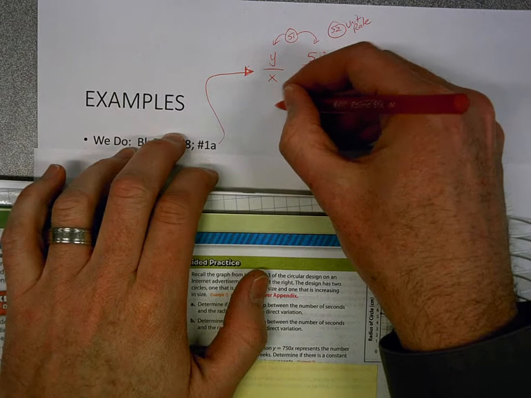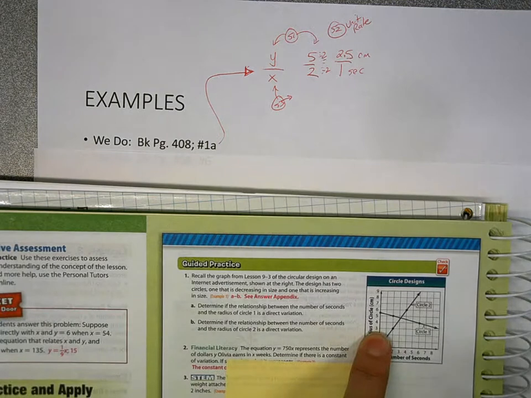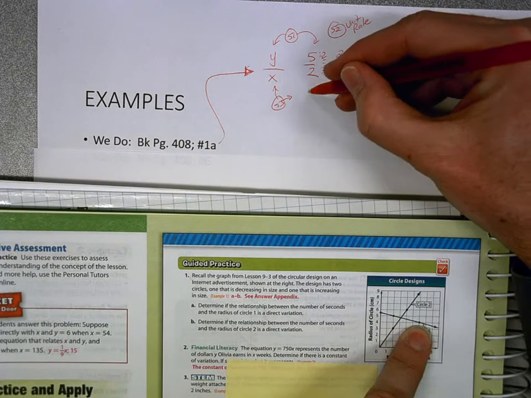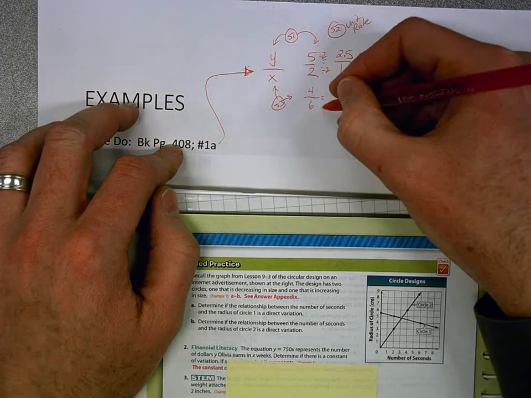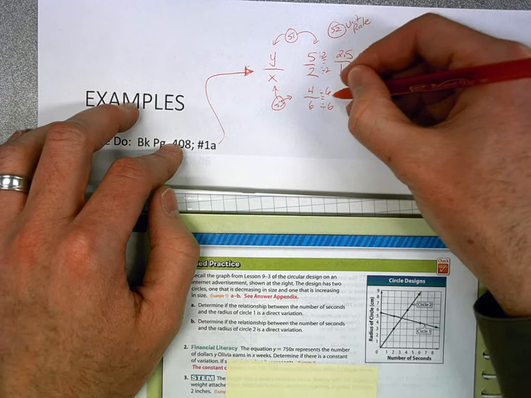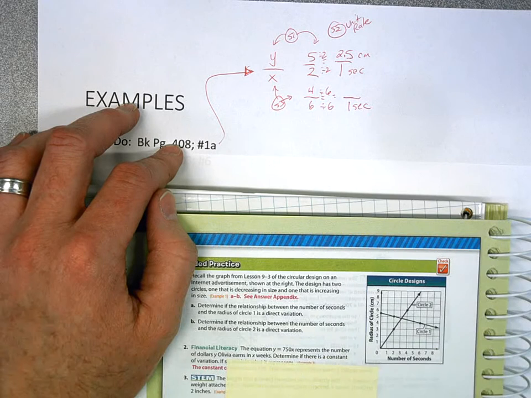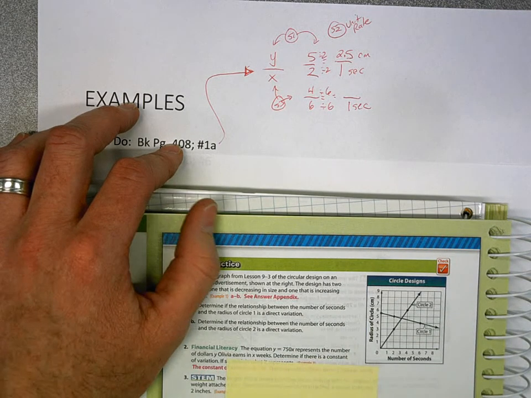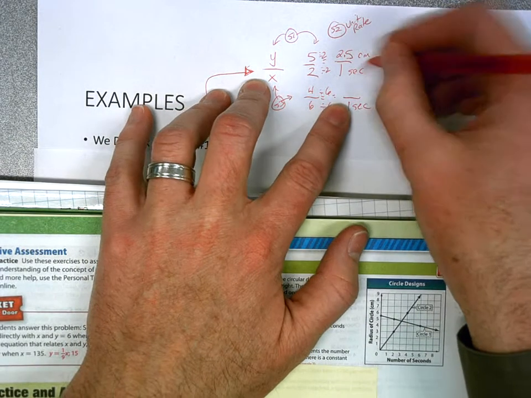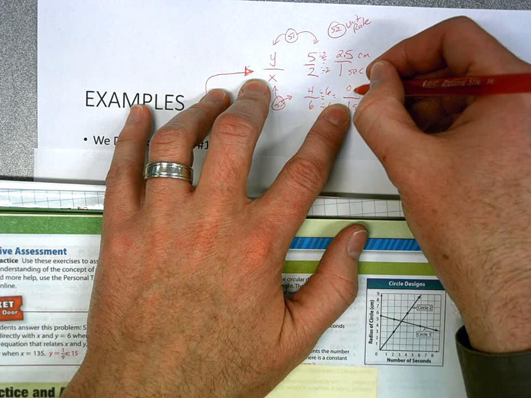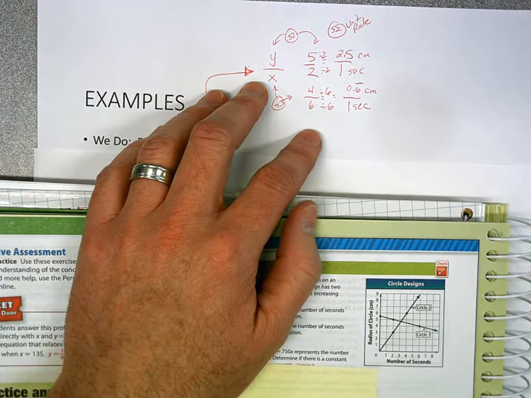Okay, now, step three. We're going to do it again with another point on the graph. So in this case, the y over the x. So when the y is 4, the x is 6. Well, if I divide both top and bottom by 6 to see what we have in seconds here, well, 4 divided by 6 is the same as 2 divided by 3, which is 2/3 or 0.6 repeating centimeters per second.